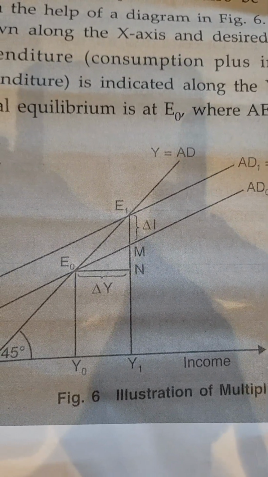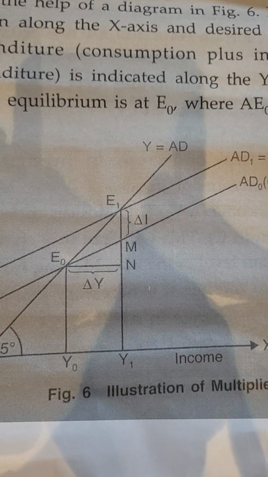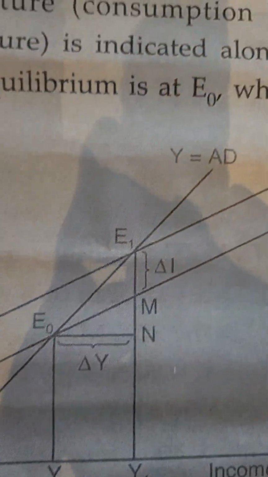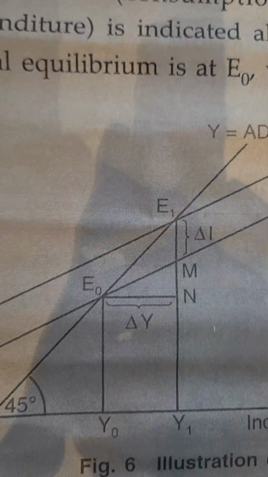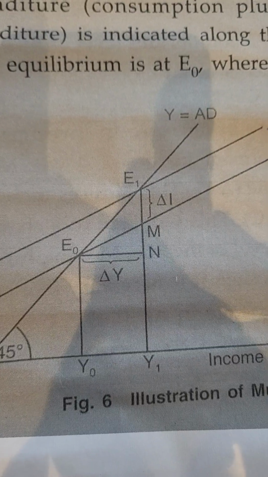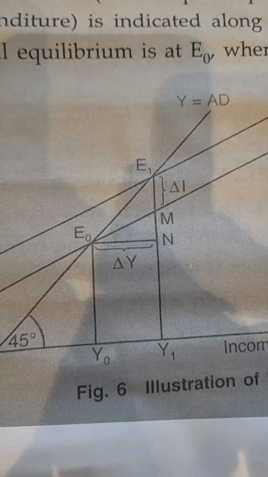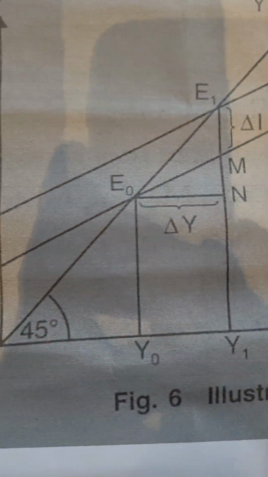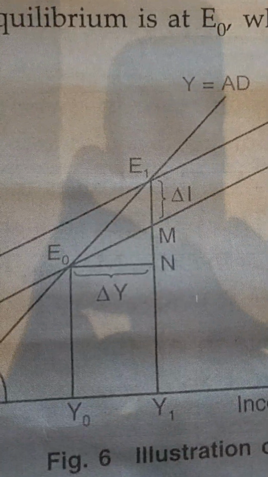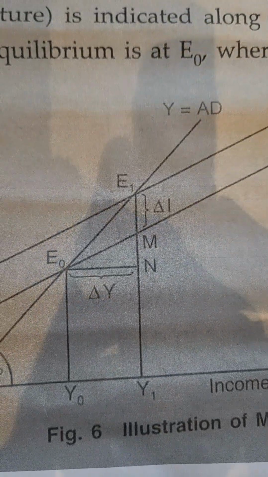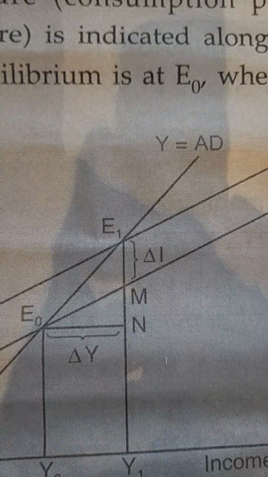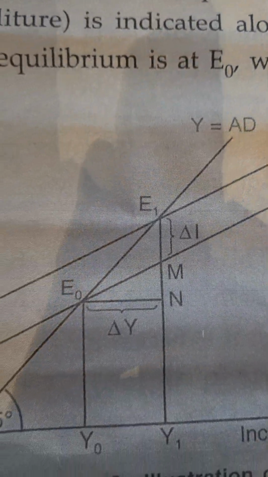Now, what is the increase in income because of this? You can notice E0 is the initial equilibrium point. E1 is the final equilibrium point because AD is equal to AS again. What has been the increase in income? Increase in income is from Y0 to Y1. If we denote it by delta Y, this is delta Y. And what has been the increase in investment? Delta I. You can notice the gap between the two curves, that is delta I.